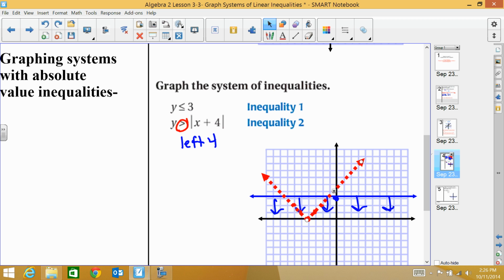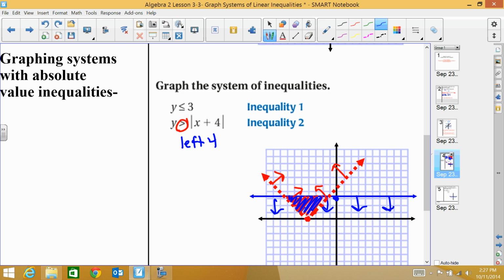There we go. And so then I have to decide if I'm supposed to shade above or below. Well, this says greater than, so I would shade above, which would be inside the V. So if you look, the point where they would overlap would be in this section right here. That's where the red and the blue would overlap.